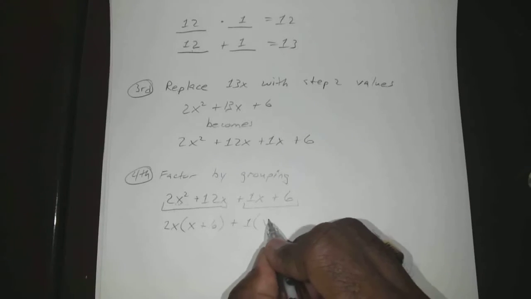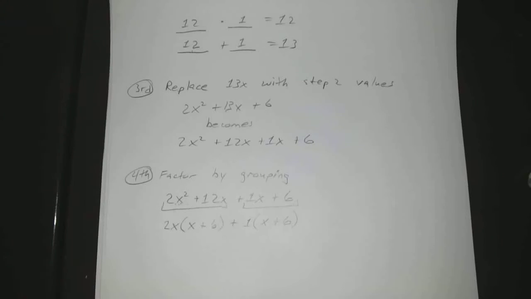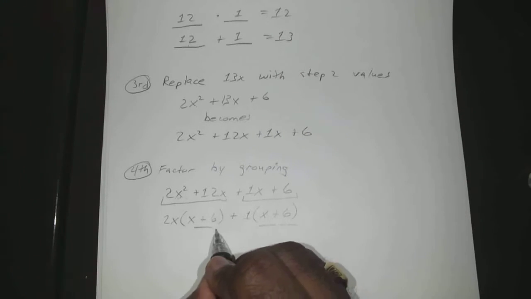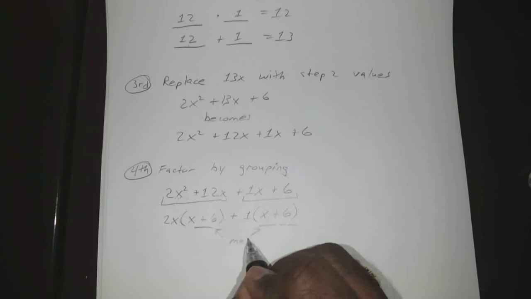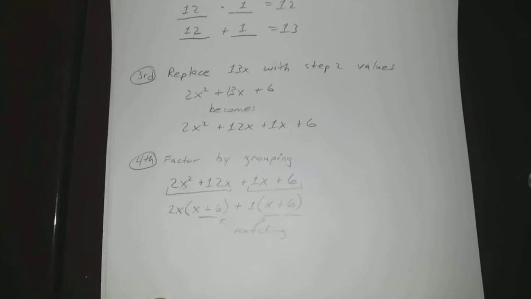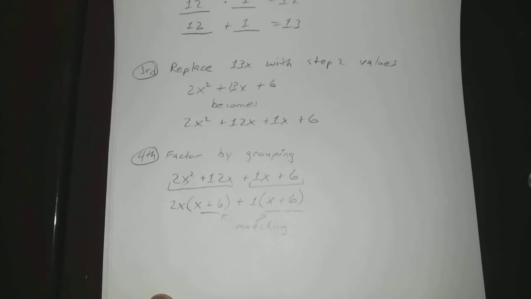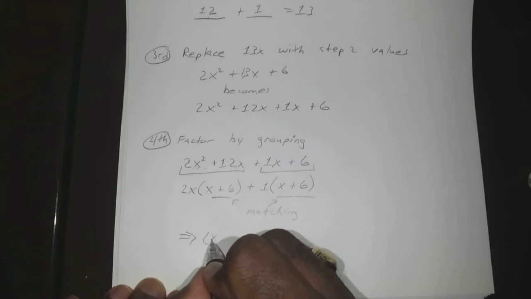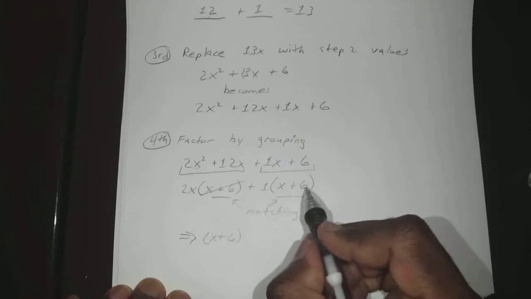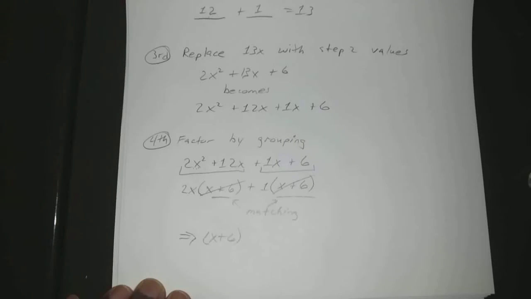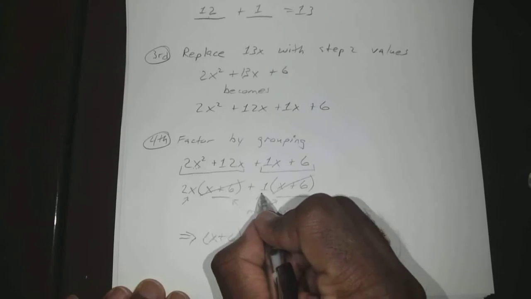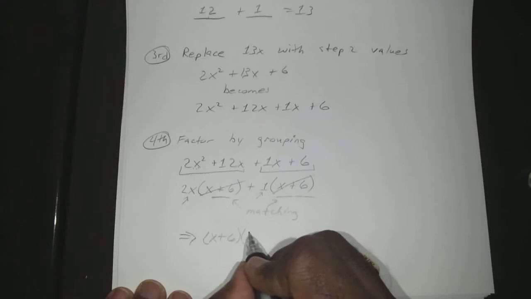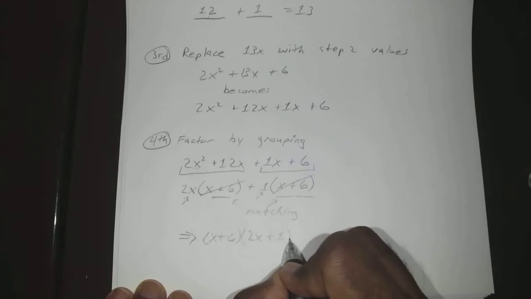Okay, so since you only factor out a 1, those two stay the same, which gives us our matching binomial. So when they match, we just go ahead and factor both of them out. So we have our x plus 6. And you don't have to cross them out if you don't want to, but it's a habit of mine. Which means whatever's left goes into the other parentheses. So you have 2x plus 1.